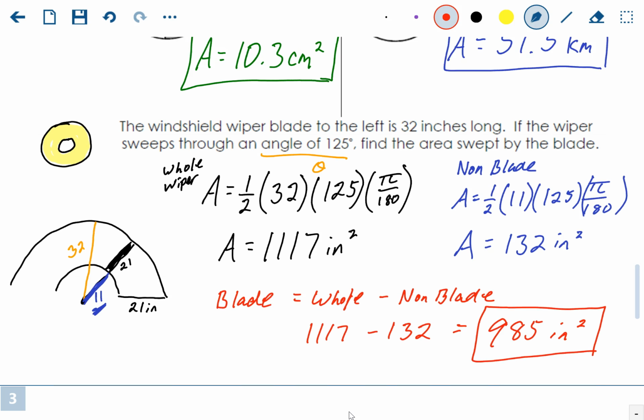Okay, so that's area of a sector. Not all the word problems are going to be that difficult. But I figured I'd give you the hardest one in the notes, and then give you easier ones on the homework.